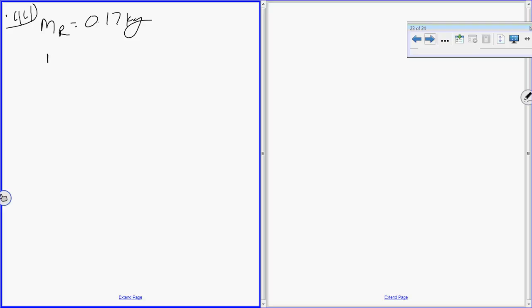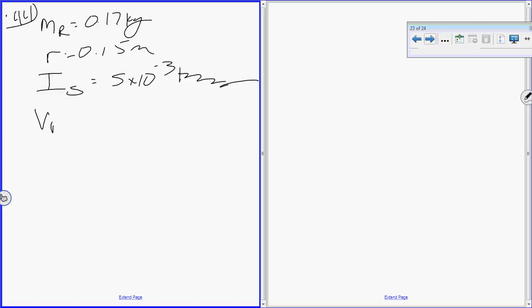Let's see. We know that the radius is 0.15 meters. We know that the rotational inertia of the Lazy Susan is 5 times 10 to the negative third kilogram meters squared. Frictionless bearing. The cockroach's speed relative to the ground is 2 meters a second. And the Lazy Susan turns clockwise at 2.8 radians per second. The cockroach finds a breadcrumb on the rim and stops. What's the angular speed of the Lazy Susan after the cockroach stops?